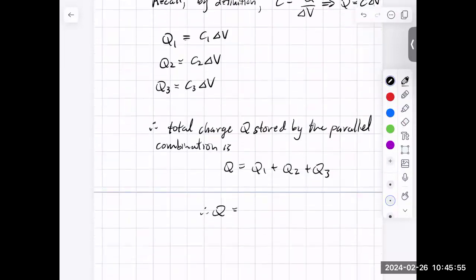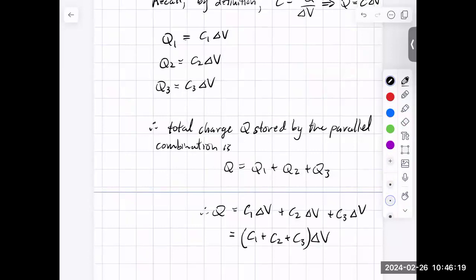But Q1 is C1 delta V, and Q2 is C2 delta V, and C3 delta V is Q3. Of course, all the delta V's are the same, and so we could say that the total stored charge is going to be the sum of all the capacitances times delta V. Let's call this equation 1.